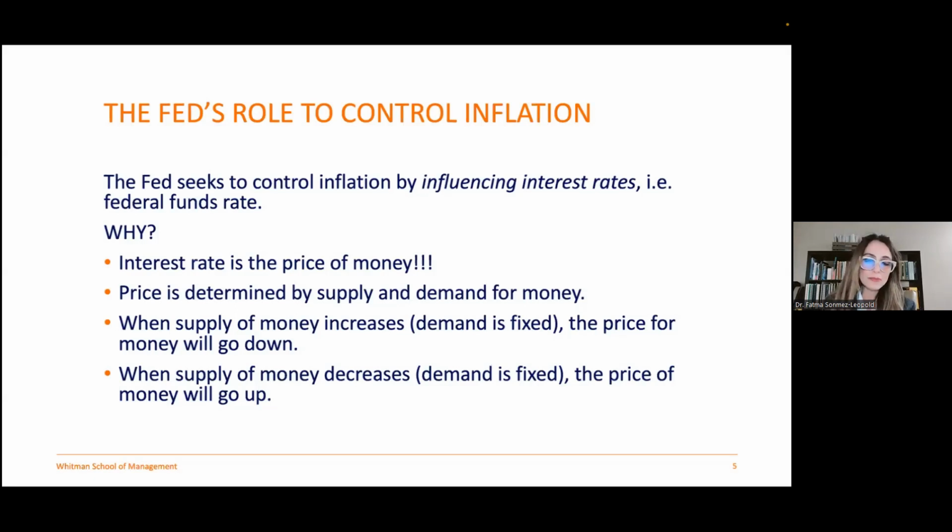On the contrary, if the supply of money decreases, meaning money becomes more scarce, the price will go up because now it's hard to find that apple, hard to find that money. So the price of money will go up, which is to say interest rates go up. So the Federal Reserve Bank is going to control inflation, and while doing that, they're going to use the supply of money, which will determine the interest rates.